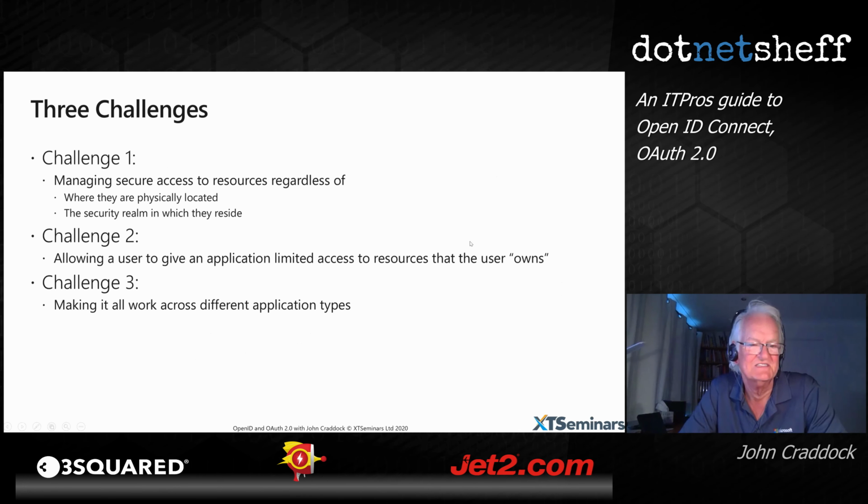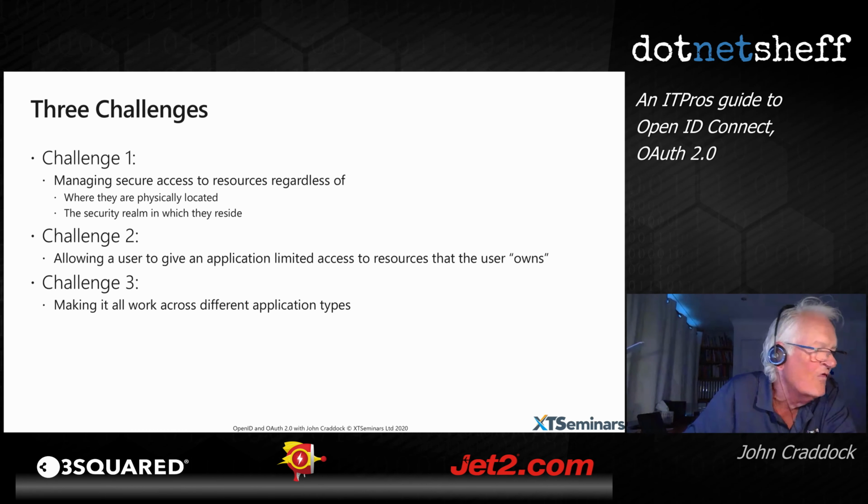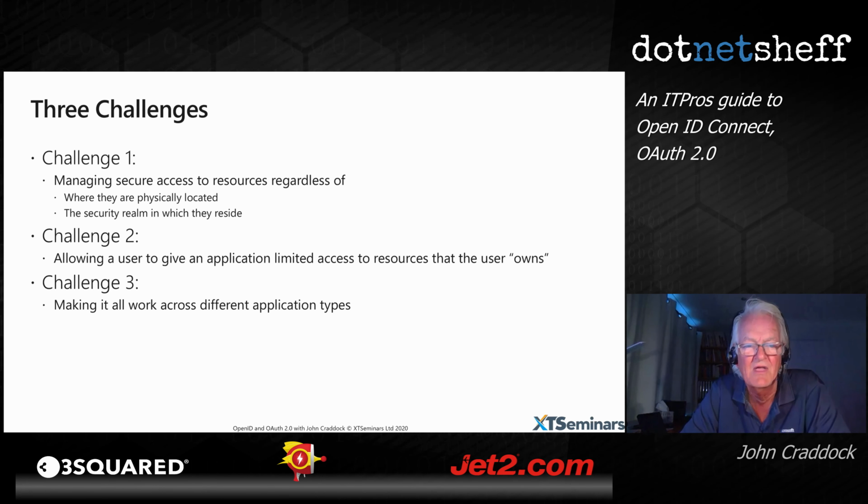Number one is what we want to be able to do is manage secure access to resources regardless of where the resources are physically located. The resource might be sitting in a data center somewhere, in your on-prem environment, in a private cloud, or in a public cloud. And we want SSO, secure access to the resource, regardless of where it is, and also regardless of which security realm it's in. So we're going to look at how challenge 1 gets solved.